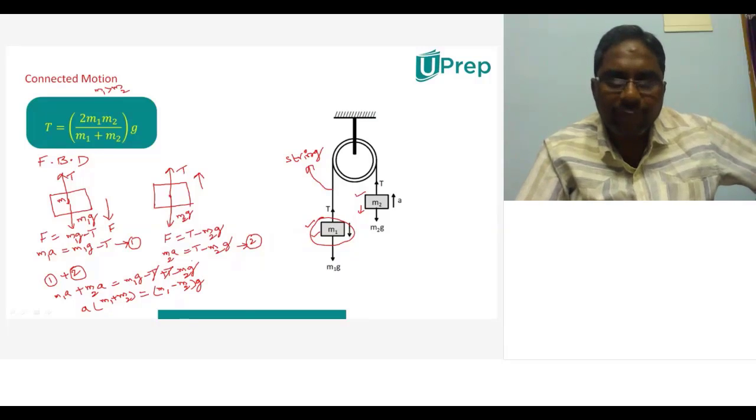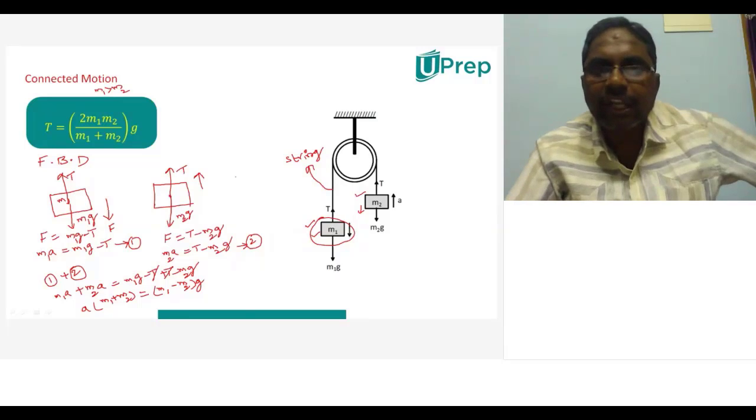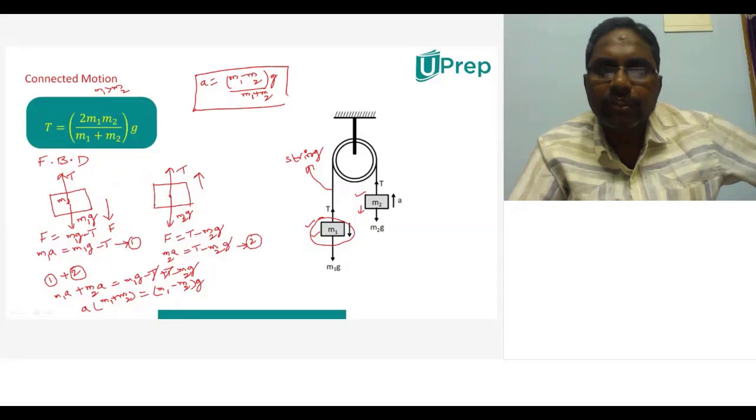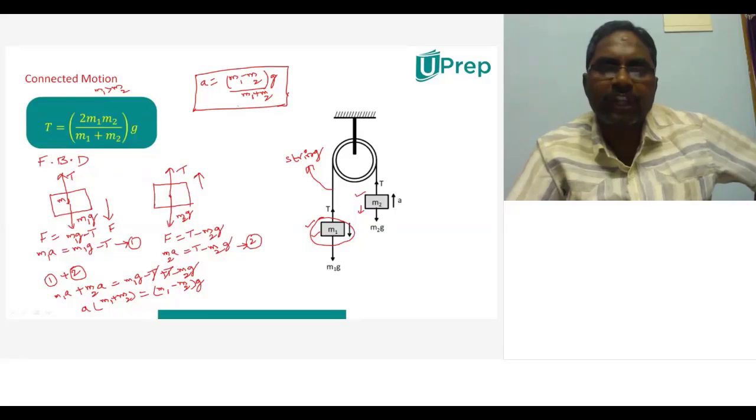And now tell me, from this equation, can I write A is equal to M1 minus M2 divided by M1 plus M2 into G? Arnav? Yes, sir. Right. So when I write like this, now observe carefully, acceleration is equal to M1 minus M2 by M1 plus M2 into G. This will be the equation for the acceleration of both the objects.